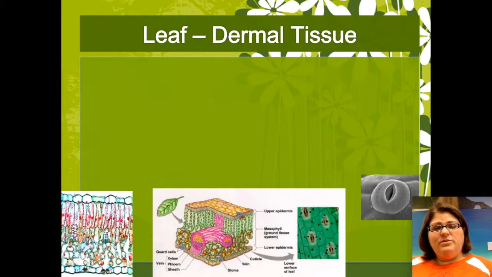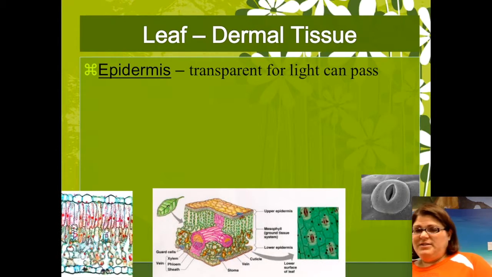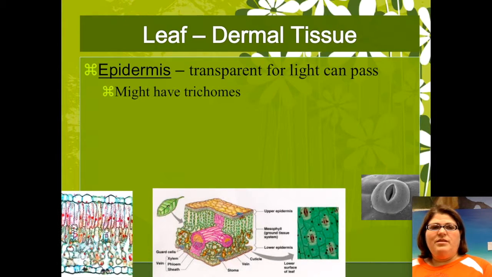You've learned about a lot of the dermal tissue of a leaf already. So the epidermis, once again, is the outer layer. And as I mentioned, everything about the leaf is about facilitating photosynthesis and transpiration. So if you're going to be an outer layer of something that needs to absorb sunlight, you better be able to transmit sunlight through you. So the epidermis is transparent so the light can pass.